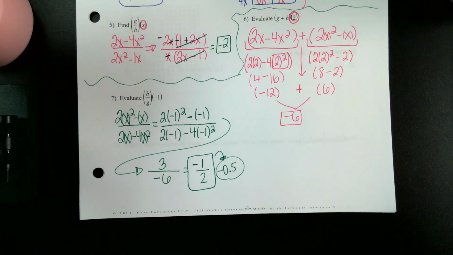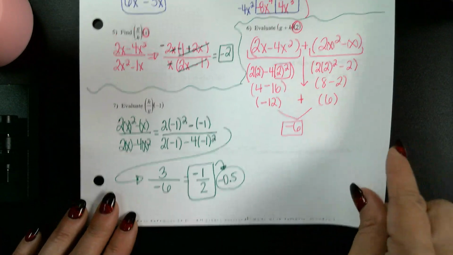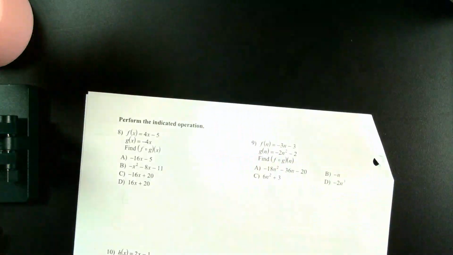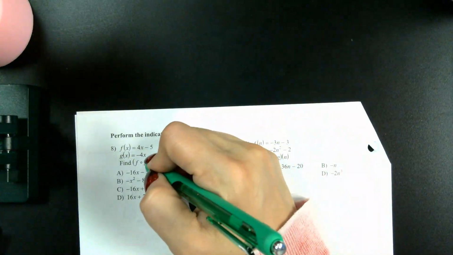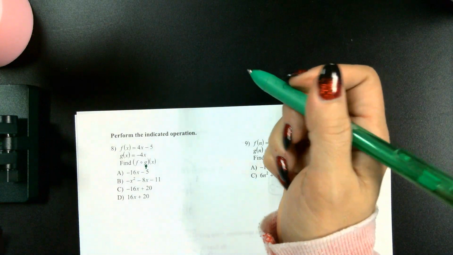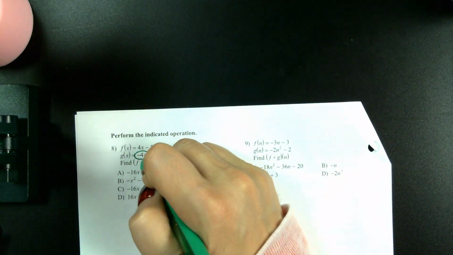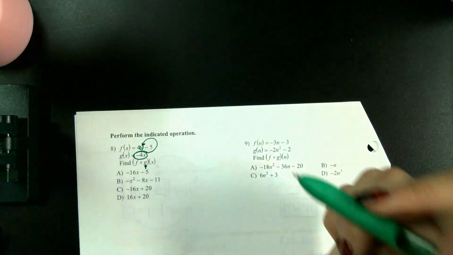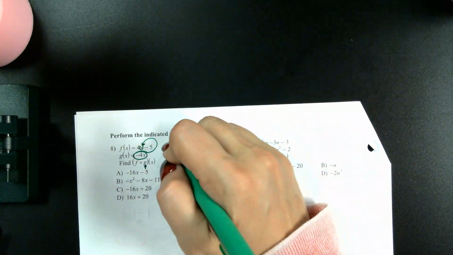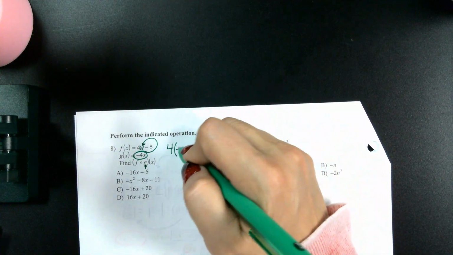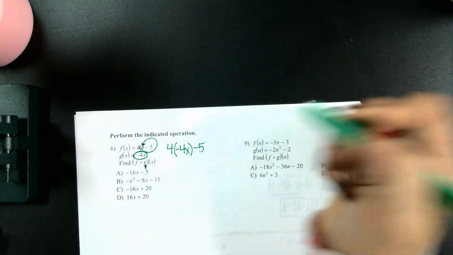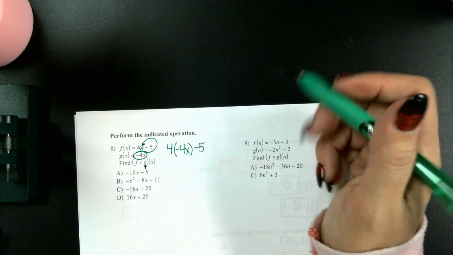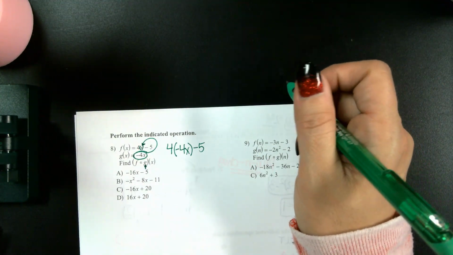Eight through 11 are all composite. So for number 8, look at which one's in the middle here, G. G is the one that they want you to use as the input. So I'm going to take this, that negative 4x, and I'm going to plug it in right where that x is up top. So I'm taking x out and putting negative 4x in its place, but everything else up top stays the same. So you have 4 times negative 4x minus 5.